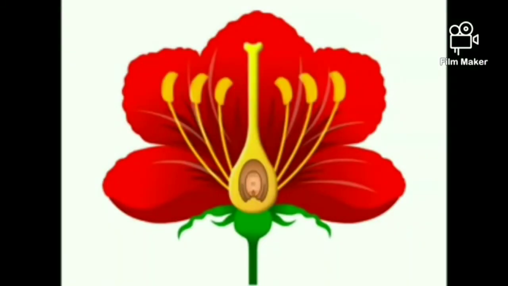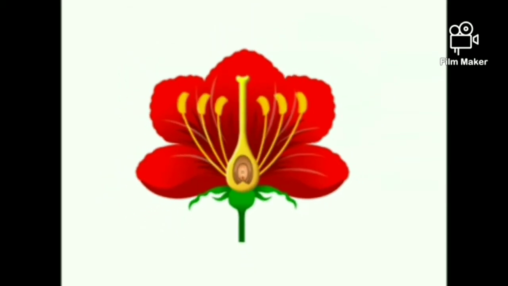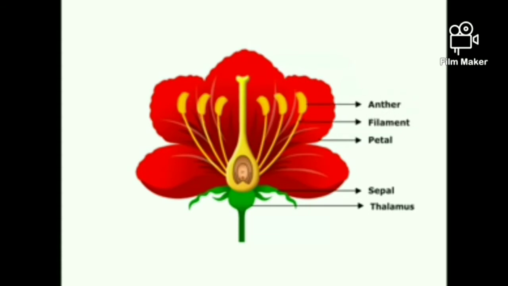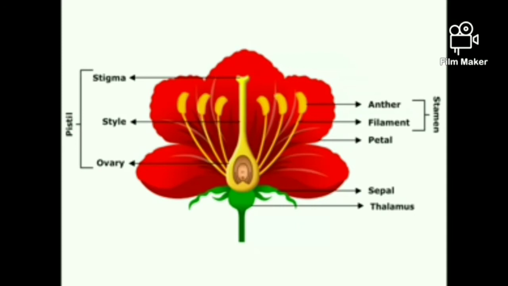To understand the process of fertilization in flowering plants, let us see the floral parts. Thalamus, sepals, the outermost wall, petals, brightly colored to attract insects for pollination. Anther and filament make the male reproductive part, the stamen. Stigma, style, and ovary make the female reproductive part called the pistil.